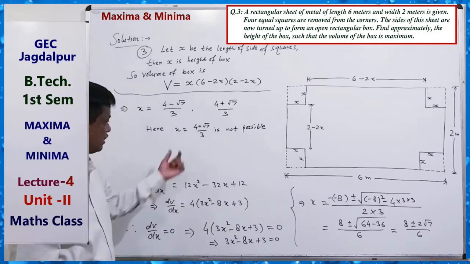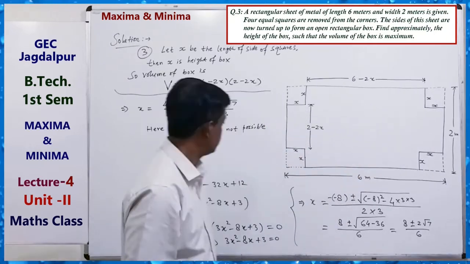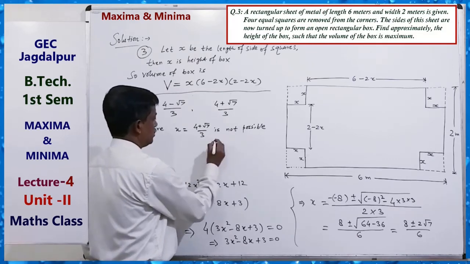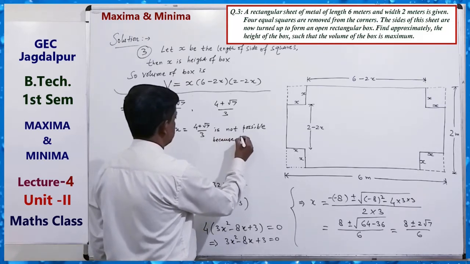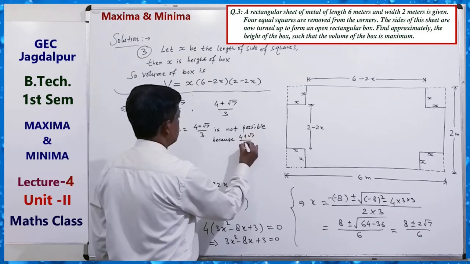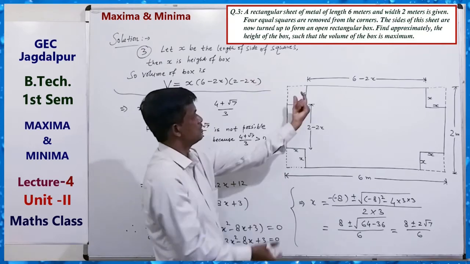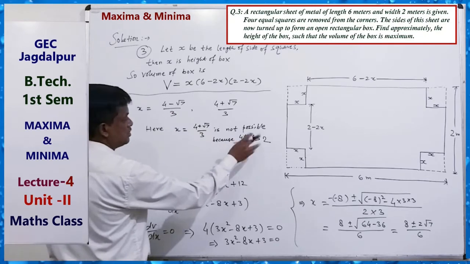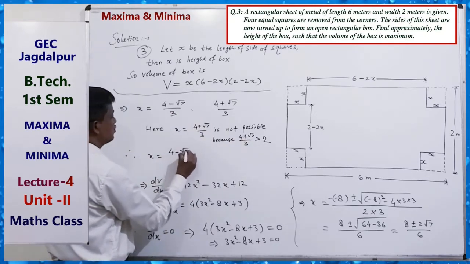Okay, x, because this is greater than 2. Since (4 plus root 7) by 3 is greater than 2, the total length is 2, so this is greater than 2. It is impossible. So it is not possible because this is greater than 2. Therefore x equals 4 minus root 7 by 3.